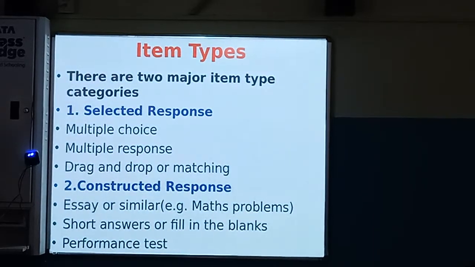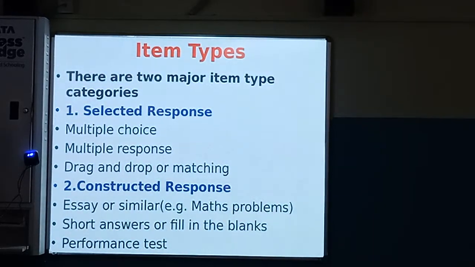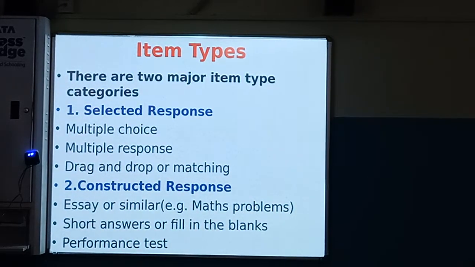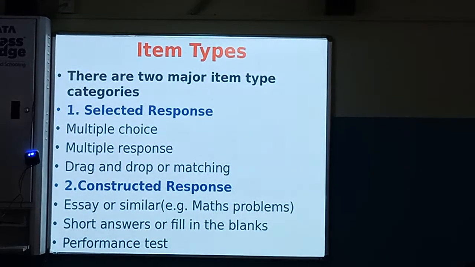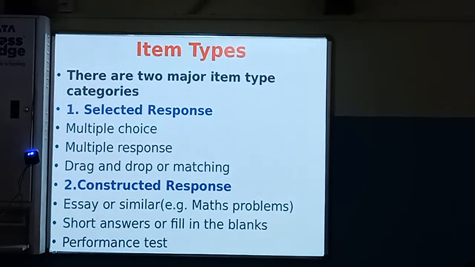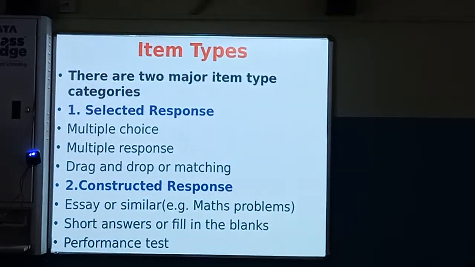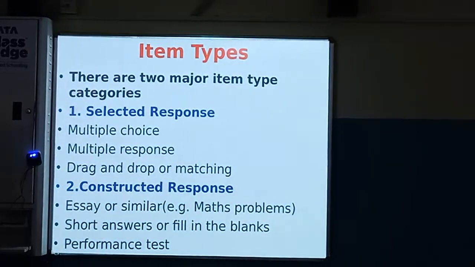Then we have constructed response. In constructed response, we need to construct the answer, like subjective type questions, where students need to construct the answer. For example, essay type, when we ask students to write an essay, is in the category of constructed response. Then we have short answers or fill in the blanks, which are also in the category of constructed response.